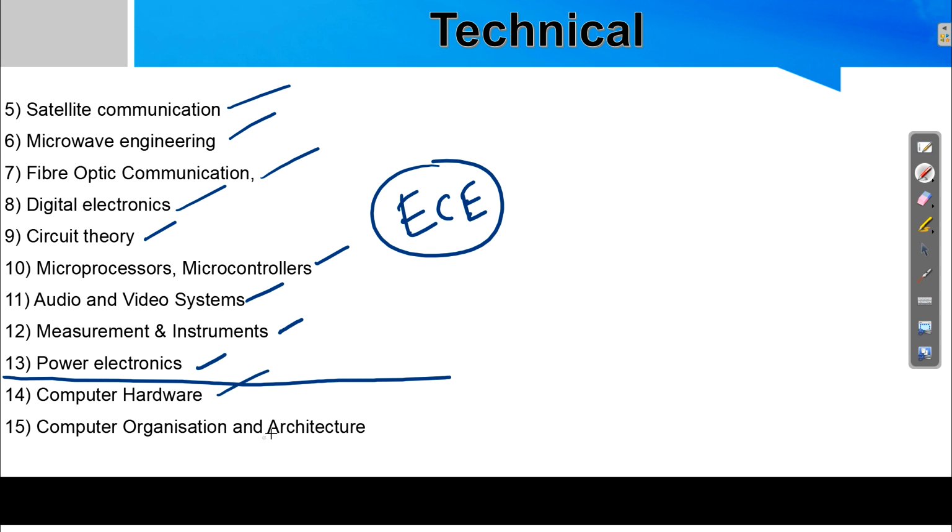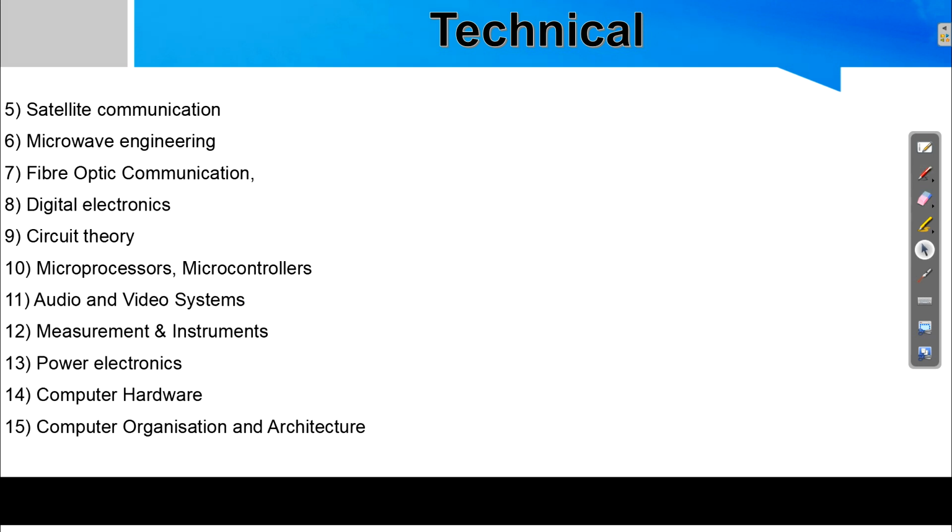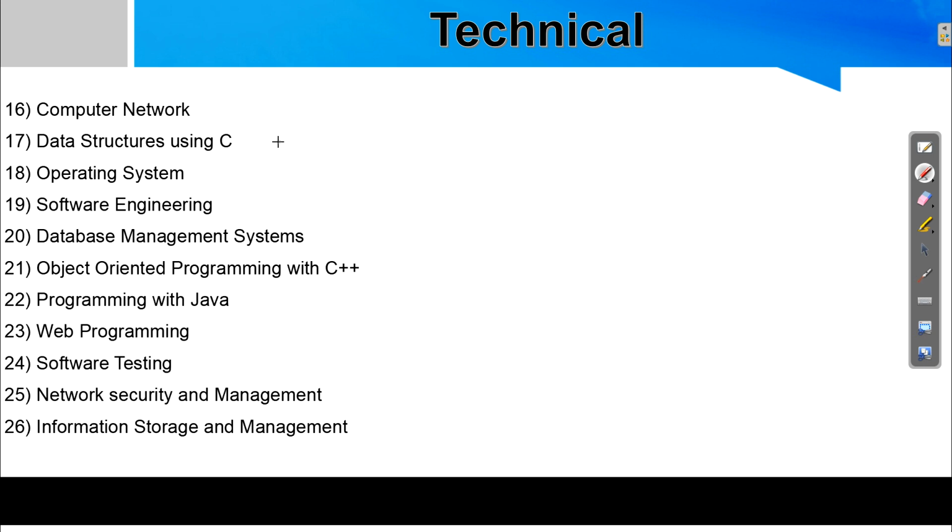So computer hardware, COA, computer organization and architecture, then computer network, data structure using C, operating system, software engineering, database management, object oriented programming with C++, programming with Java, web programming, software testing, network security and management, information storage and management. Okay, so this is a huge syllabus for you guys, both the branches EC and CAC, I know, but how to do this effectively, for that you are watching this video.